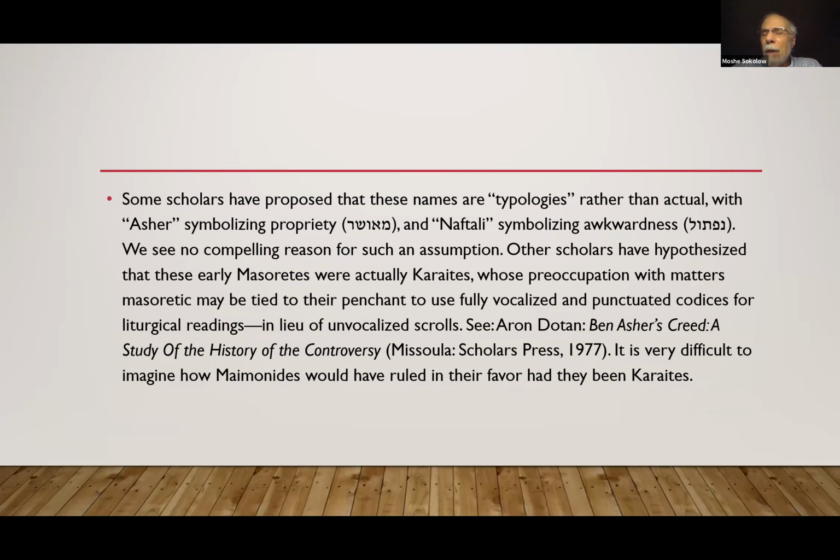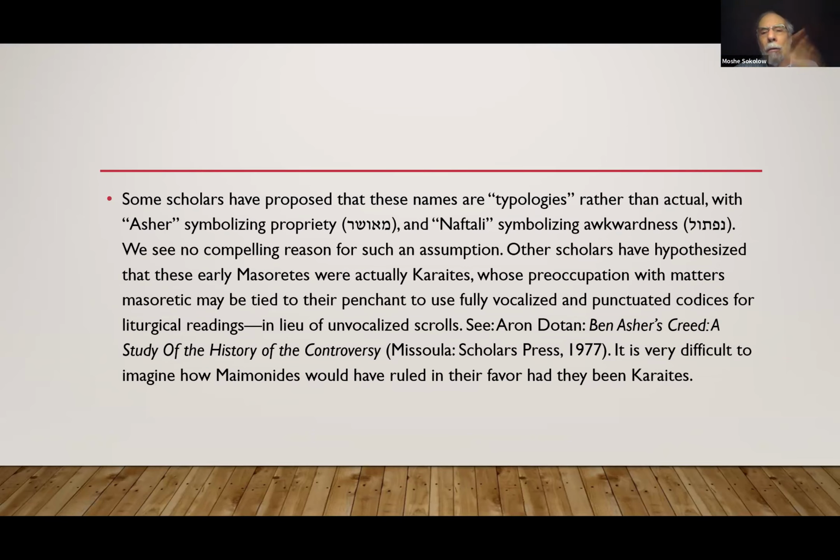Now, some scholars have argued that there never was an historical Ben Asher, neither was there an historical Ben Naphtali who was said to have opposed Ben Asher in certain respects. They actually claim that these are typological names. Asher comes from the word me'ushar, meaning proper. Naphtali comes from the word naftol, which means crooked or awkward. So they maintained that all of the scrolls that were finally agreed upon and regarded as authoritative were called the Asher scrolls because they were considered appropriate, and everything else was called a Naftol scroll. It was considered crooked or awkward.